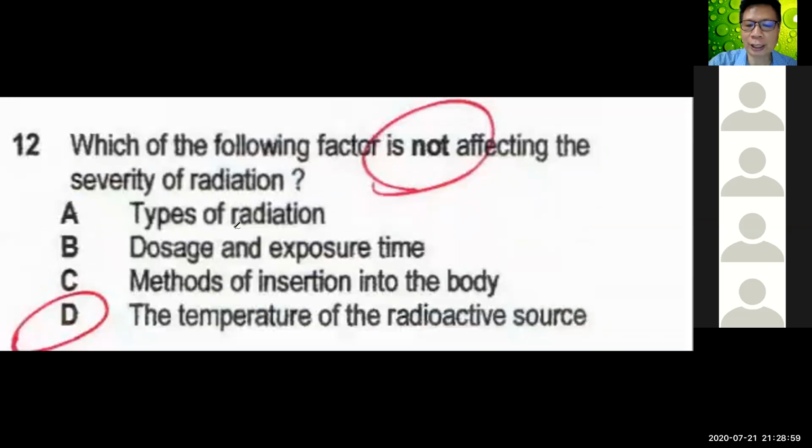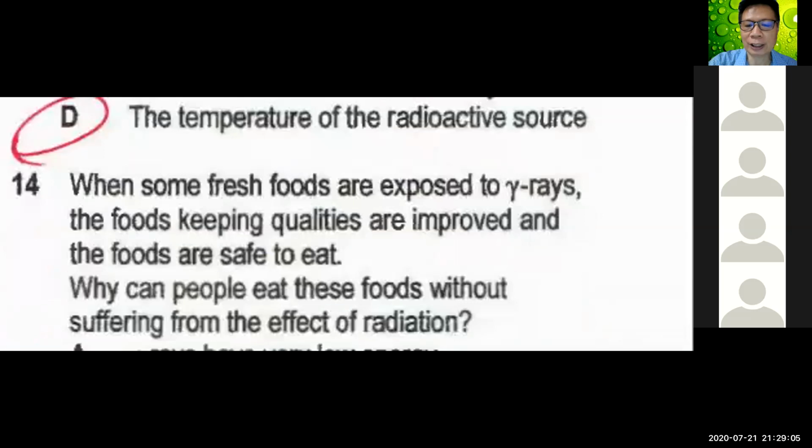The types, dosage, and method of insertion do affect it, but the temperature will not. Okay, last question, number 14. When some fresh food is exposed to gamma, the food keeping qualities are improved and the food is safe to eat. Even though exposed to gamma, it is still safe to eat. Why can people eat this food without suffering? What is the reason?